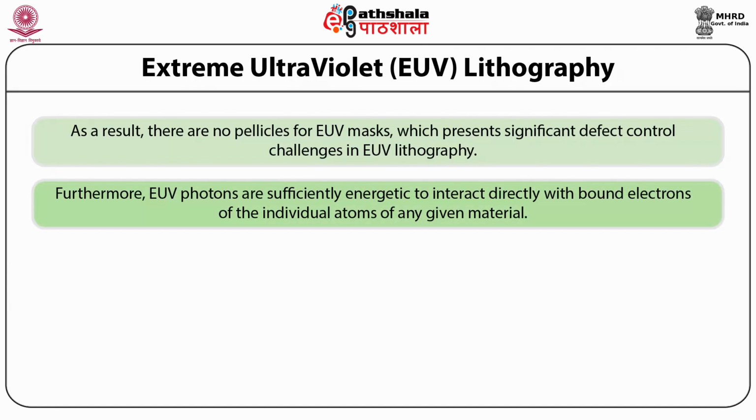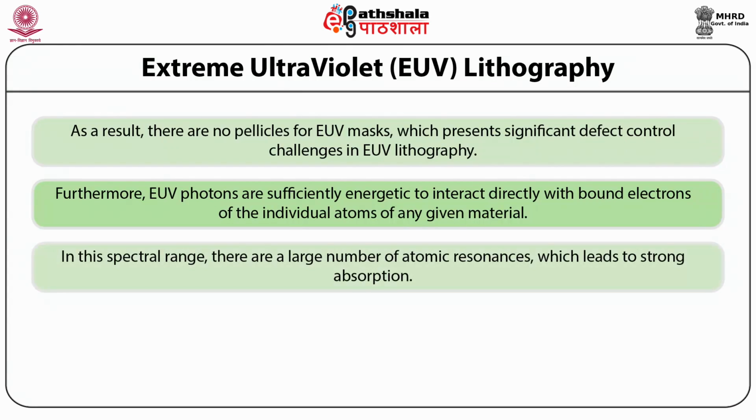Furthermore, EUV photons are sufficiently energetic to interact directly with bound electrons of the individual atoms of any given material. So, in this spectral range, there are a large number of atomic resonances, which leads to strong absorption.